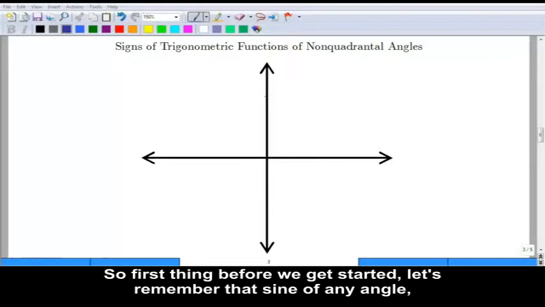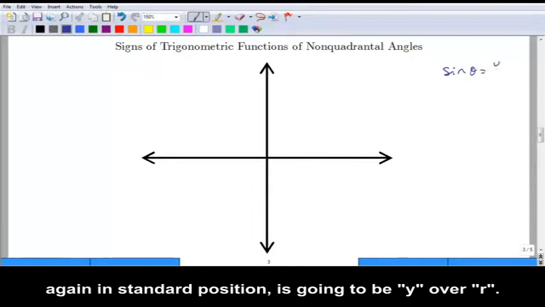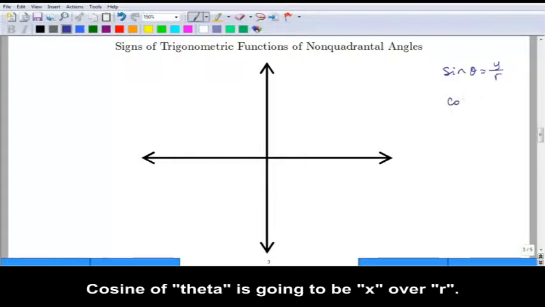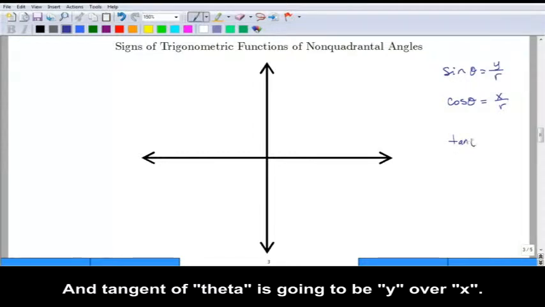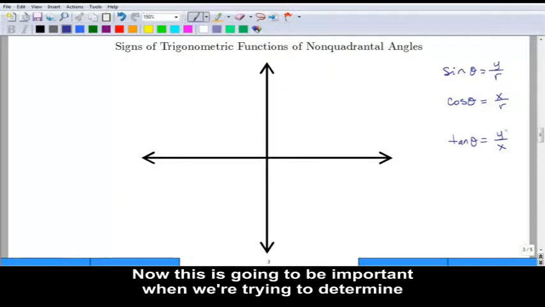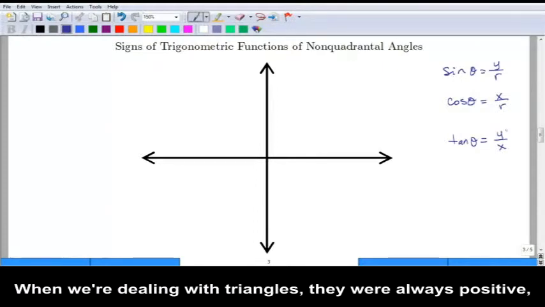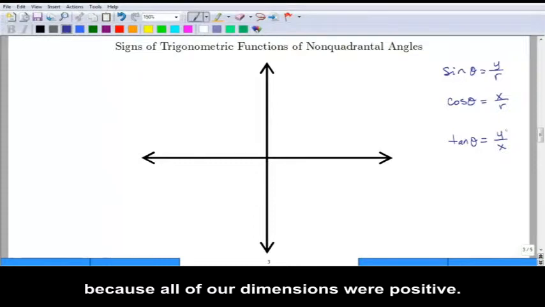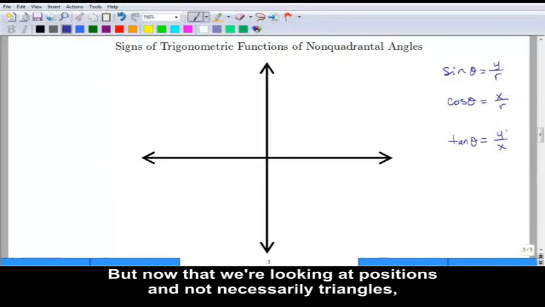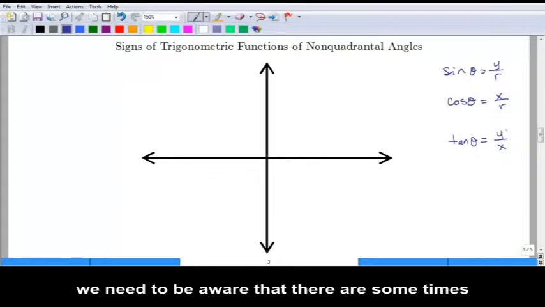So first thing before we get started, let's remember that sine of any angle, again in standard position, is going to be y over r. Cosine of theta is going to be x over r. And tangent of theta is going to be y over x. Now this is going to be important when we're trying to determine whether or not these functions are positive or negative. When we were dealing with triangles, they were always positive because all of our dimensions were positive. But now that we're looking at positions and not necessarily triangles, we need to be aware that there are sometimes when these trig functions have negative values.